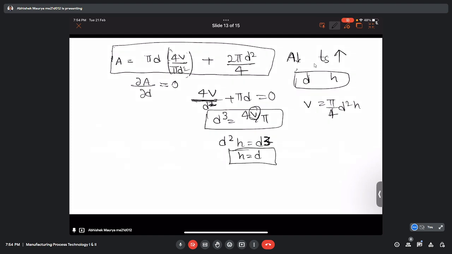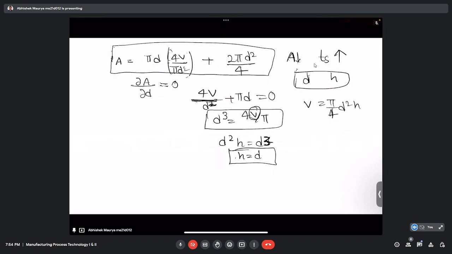So for the given volume, if you want to find the minimum area of the cylinder which is possible, this kind of relation we should have: height should be equal to the diameter. So this condition has to be satisfied to minimize the surface area. Now let's try to find out what should be the D and H for the given volume of the riser.